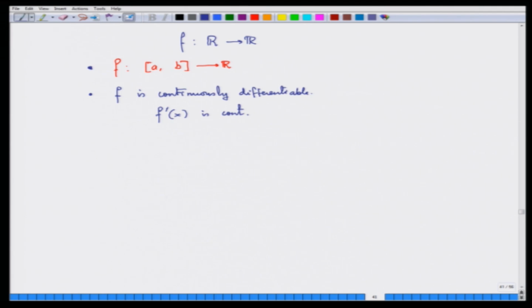Let us assume that f is not only differentiable over the open interval a b, let us take that f is differentiable on the closed interval a b, but at the endpoints you take the right derivative at a and the left derivative at b. So, let us go on. f dash x is continuous on a b.